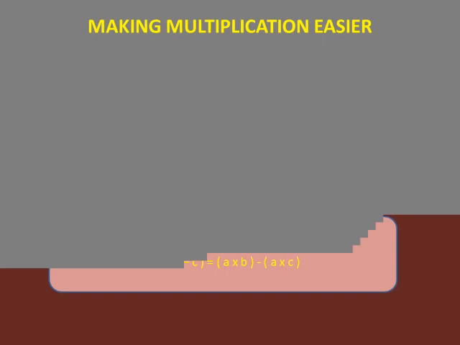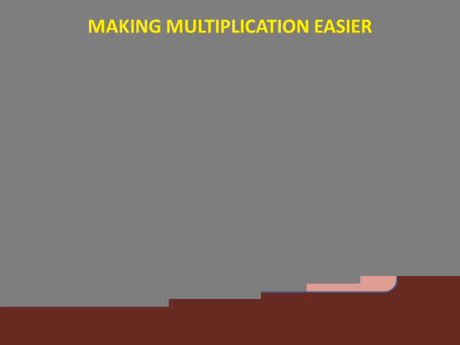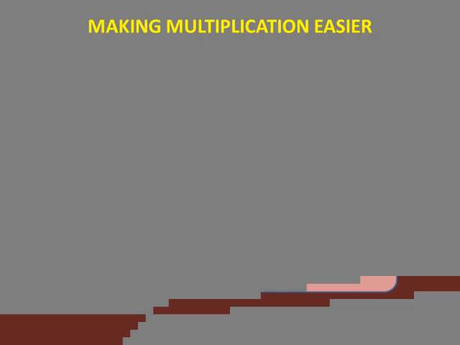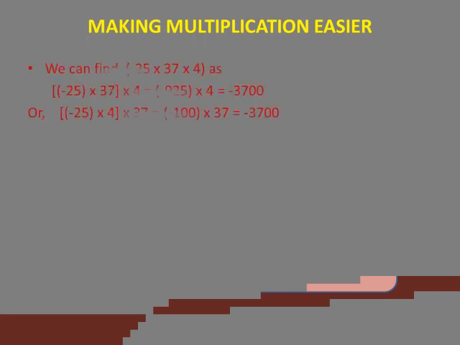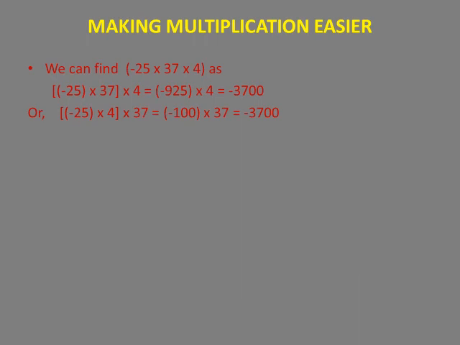We have learned about so many properties, but you must be thinking that what is the use of these properties? So let's learn it with the help of this example, how these properties make our multiplication easier. Now, here we have to find the product of minus 25, 37 and 4. And I have given two ways to multiply. In the first one, we are directly multiplying minus 25 with 37, and then the product is multiplied with 4, and we are getting the answer minus 3700.